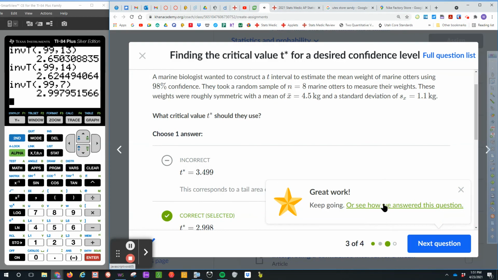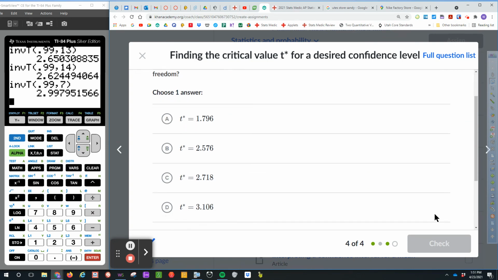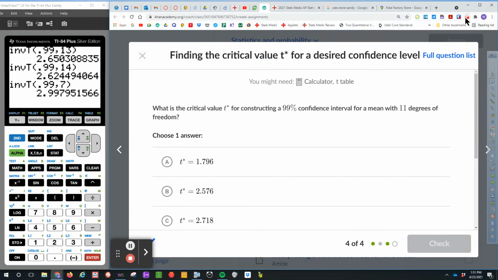If you have no questions, let's see what the next question is. Yeah, it's the same idea. So if you have any questions, let me know.